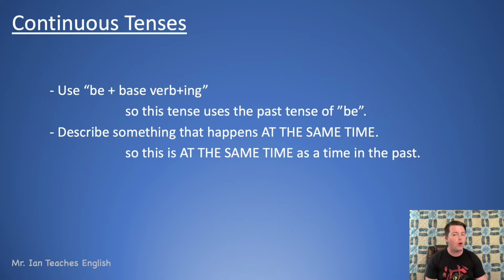Also, all continuous tenses describe something that happens at the same time as the other word in the sentence. So the other word in the name is past. So the past continuous describes an action that happens at the same time as a point in the past. All right, now let's talk about what it looks like.